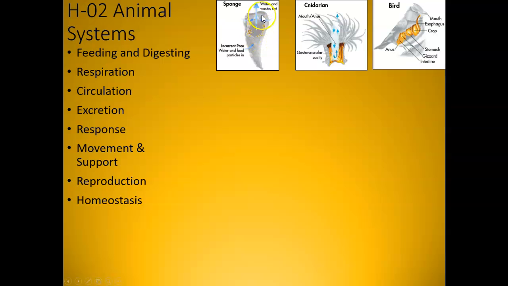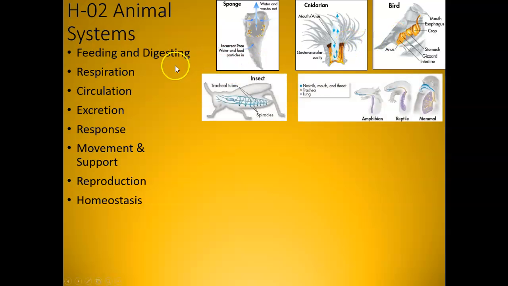There are several different ways. You can have fluid just go through, like a sponge. You can have a single opening, like a cnidarian with just one mouth-anus. Or you can have the passageway, that protostome, deuterostome tube that goes all the way through, like us. There are different types of respiration, like spiracles in insects, or lungs in reptiles or mammals. Not on here was fish, but you can have gills on fish as well.